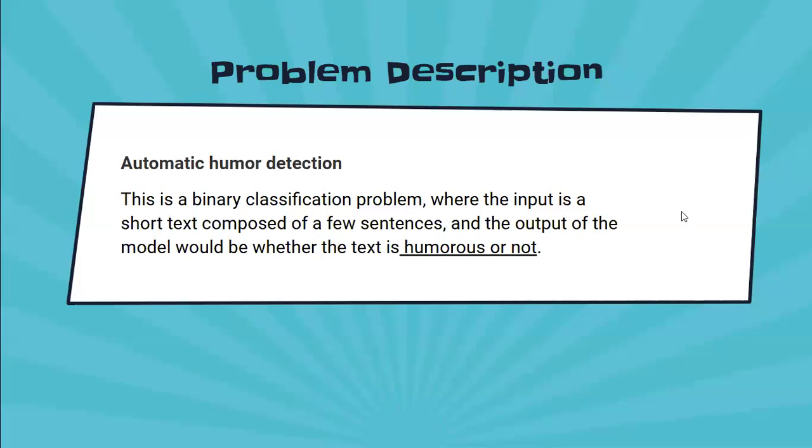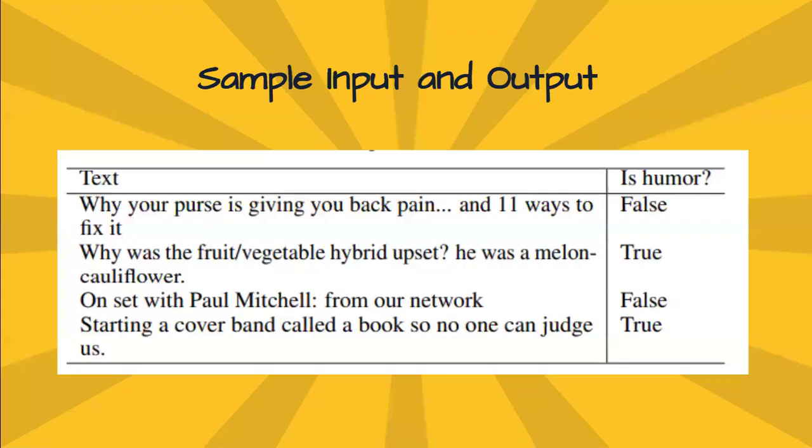Our problem is a binary classification problem where the input is a short text composed of a few sentences, and the output is going to classify whether the input is humorous or not. And this is an example of the input-output, and here we can see the output is true or false.